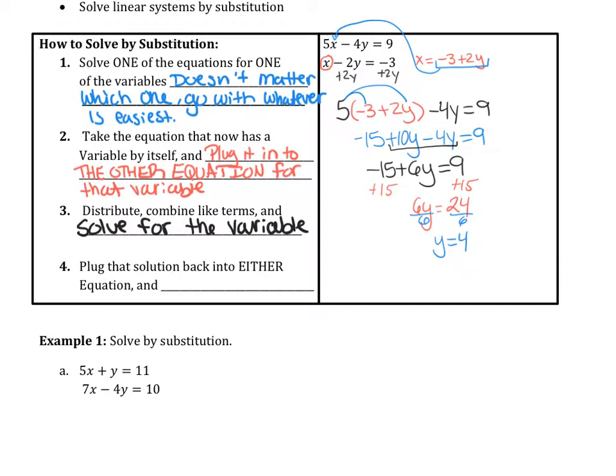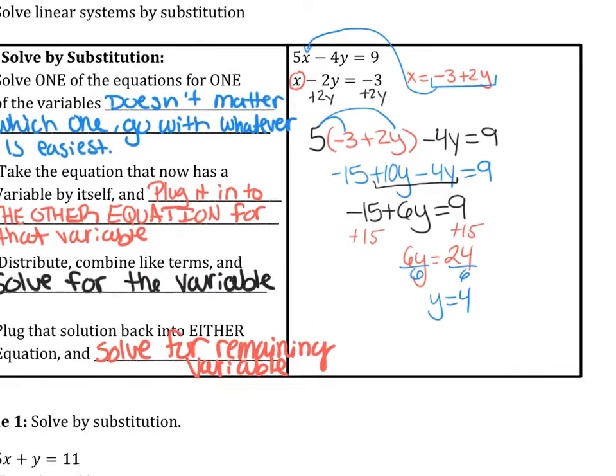Okay, so now, just like how we did yesterday with the elimination, once you get one variable, then to get the other one, because remember a solution is a point, so we need an x and a y variable. To get the other variable, you can plug it back in to either of your equations and solve for your remaining variable.